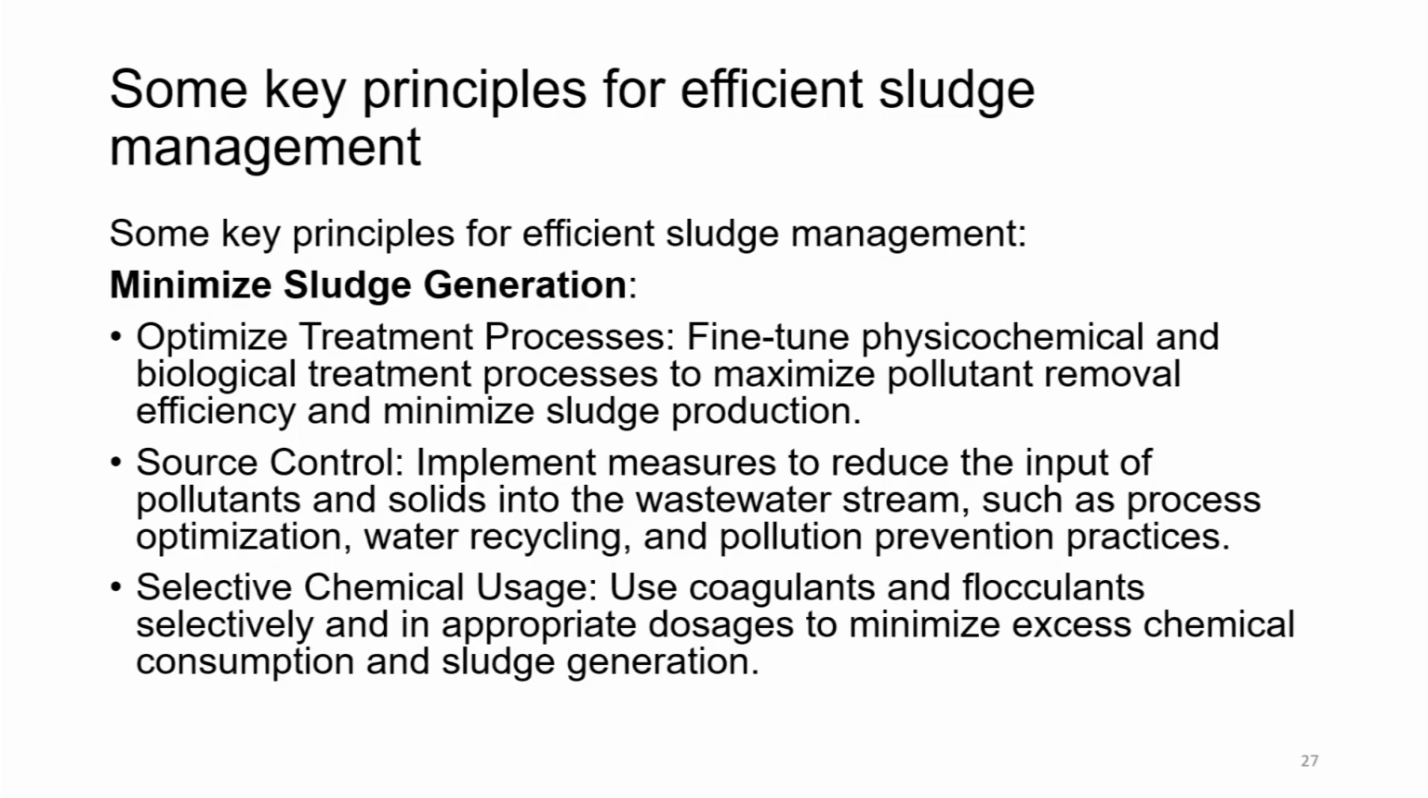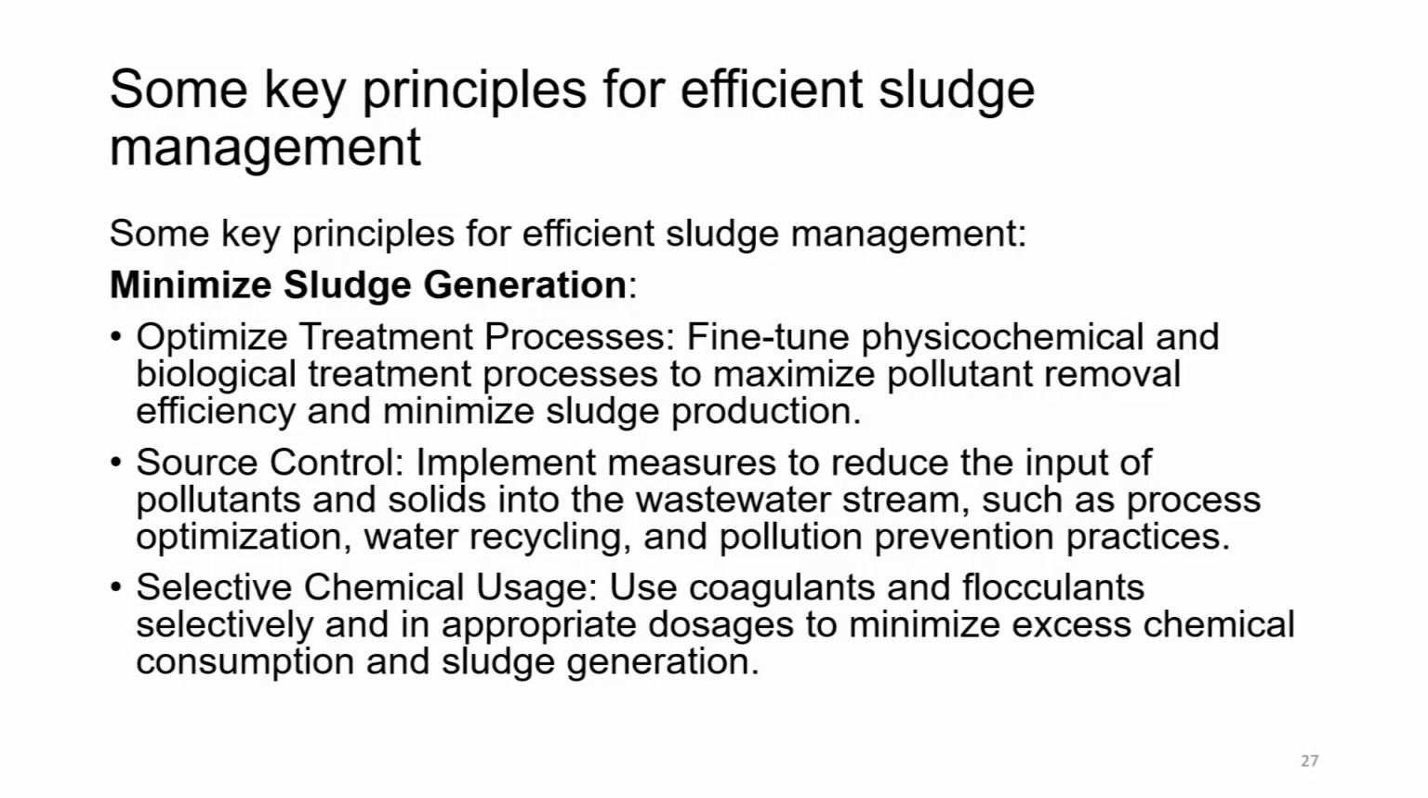Some key principles for efficient sludge management. Minimal sludge generation. As I told you at the very onset, if there is less sludge, there is less problem of sludge management. So, to optimize treatment processes, fine tuning physicochemical and biological treatment processes to maximize pollutant removal efficiency and minimize sludge production. So, somehow if a strategy is chosen such that it can yield less sludge, that is the best method.